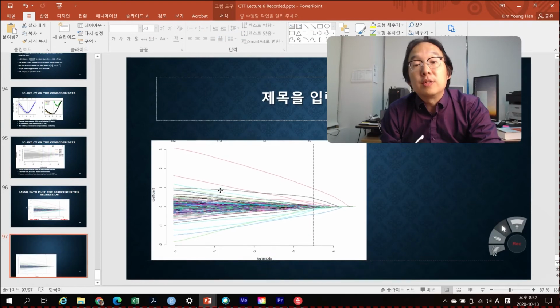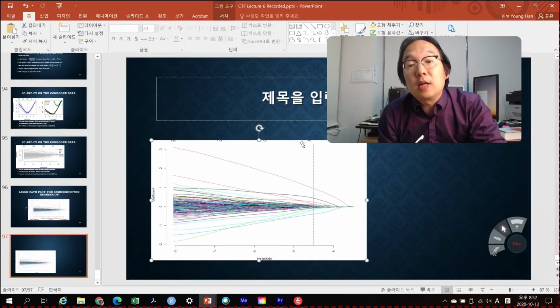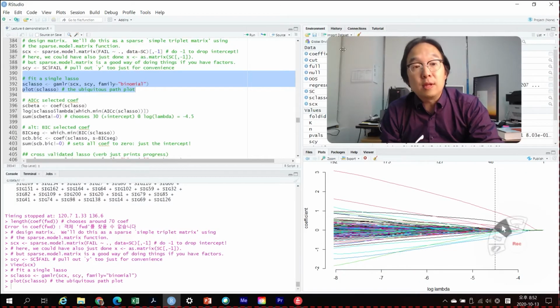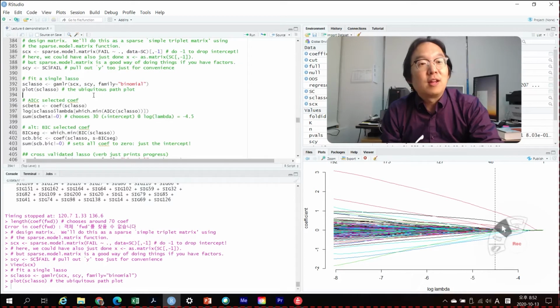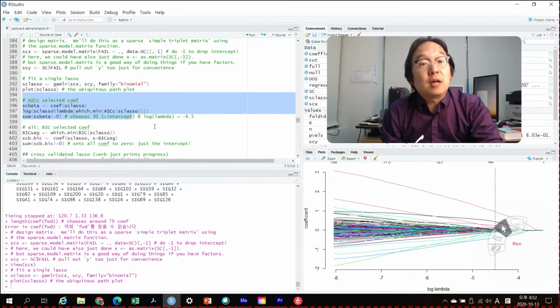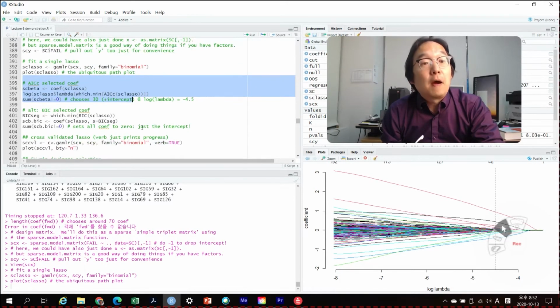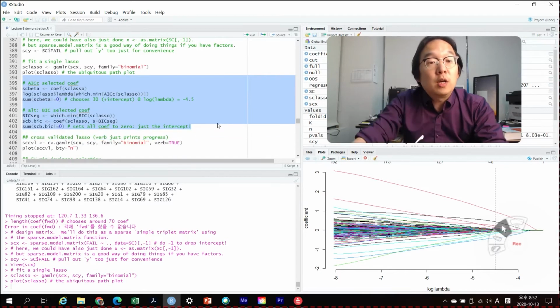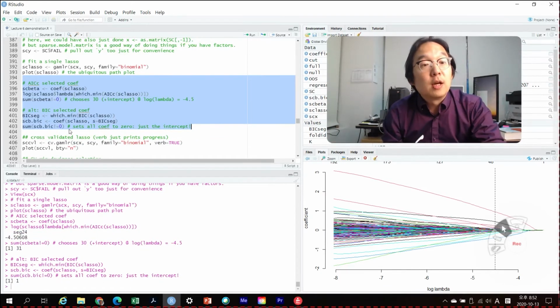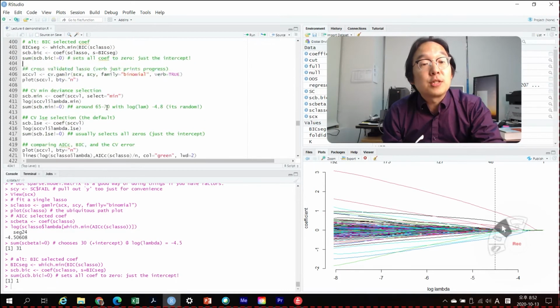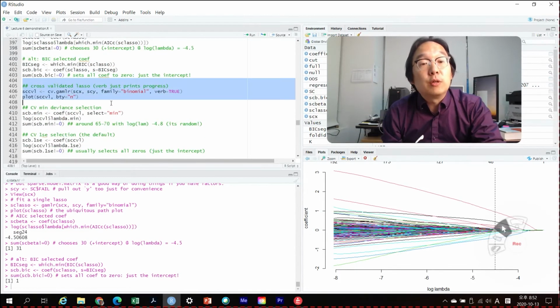You see this, okay? How many betas? The lambda, log lambda, right? You see the MSE minimizing point, ta-da, over here. So that's this. Easy. Good. AICc is the corrected one, right? AIC, you do it with this kind of coding. And BIC, you can do it over here, right? Like this. And then cross-validated lasso, you can do it with these codings.